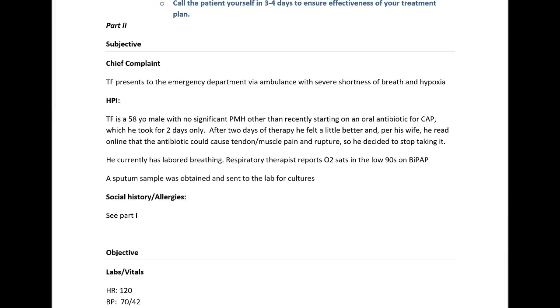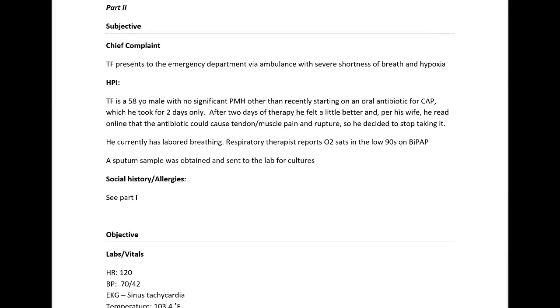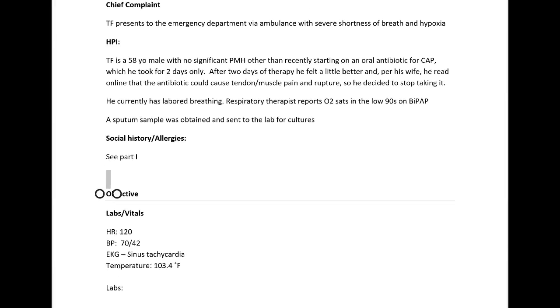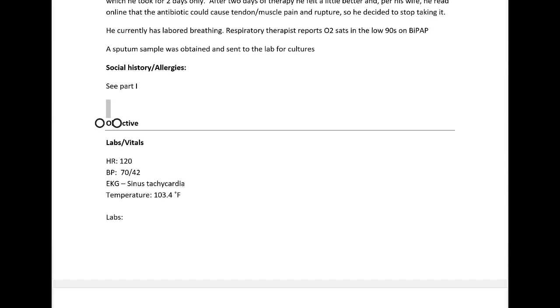Part 2, I've got this patient who comes back to the emergency department. So he only took his antibiotics for 2 days, felt a little better, read online that the antibiotic could cause tendon pain, which he didn't like, so he stopped taking it. And so he comes back in. He's not doing great. His respiratory sats are low. He's on BiPAP already, which isn't a good sign.